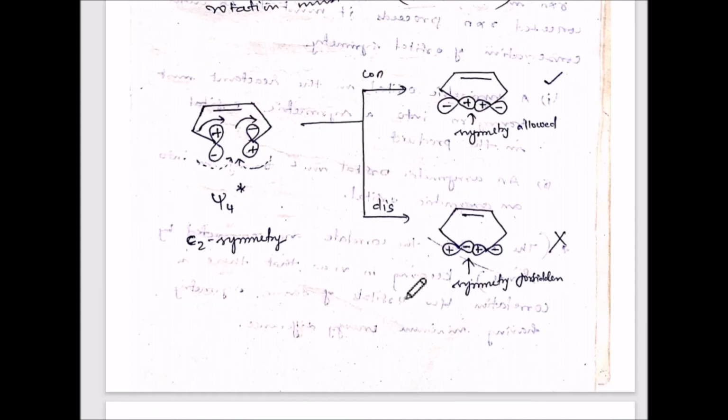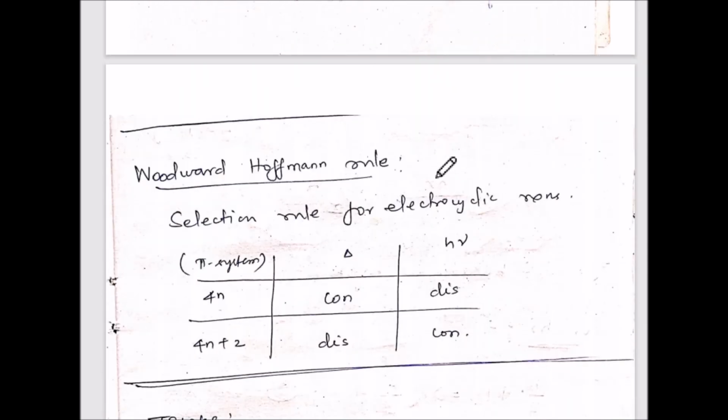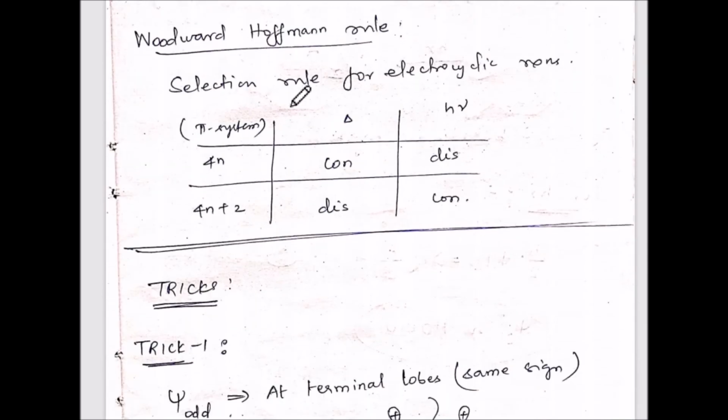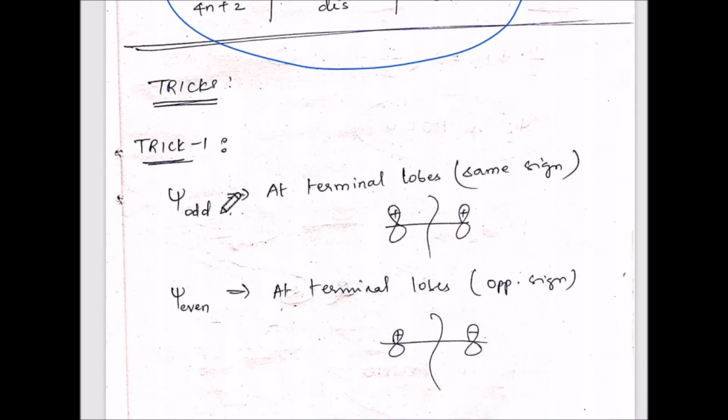So as a whole, we can tabulate it very simply, which was tabulated by Woodward-Hoffmann. We call it the Woodward-Hoffmann rule. It is the selection rule for your electrocyclic reaction. For 4n systems, we saw for thermal condition it is con, and for photochemical condition it is dis. And in 4n plus 2 system, for thermal it is dis, and for photochemical it is con. See how easy it is. When you remember this table very clearly, you can do many problems.